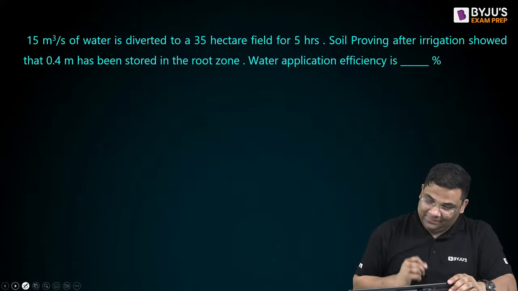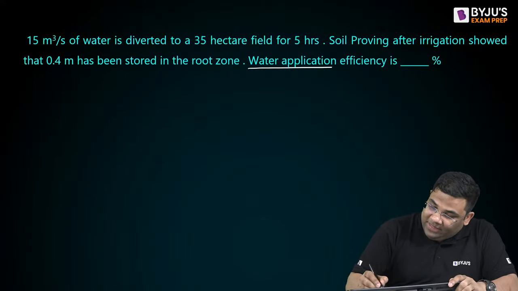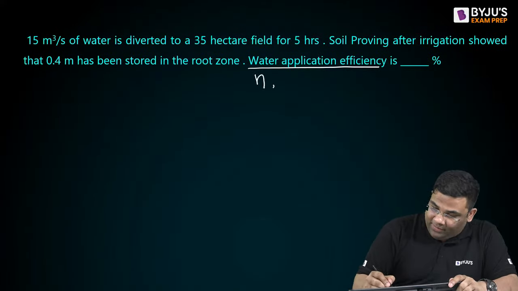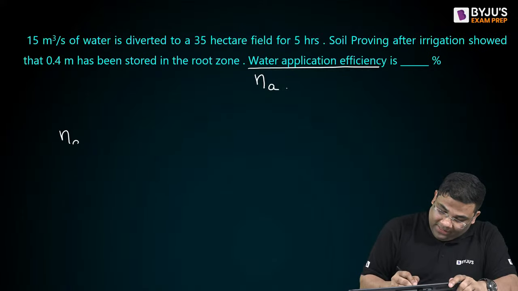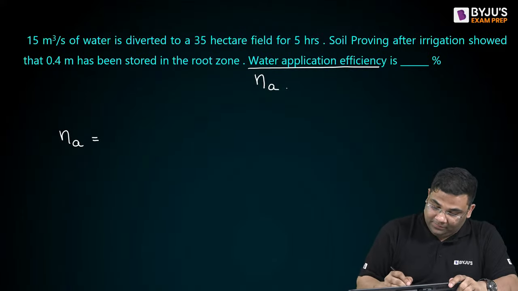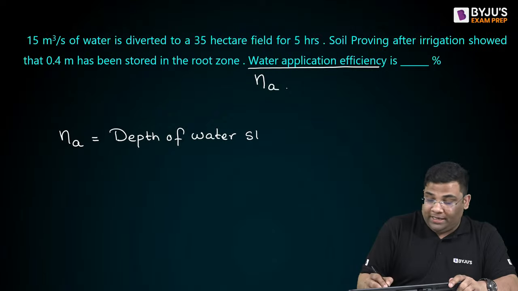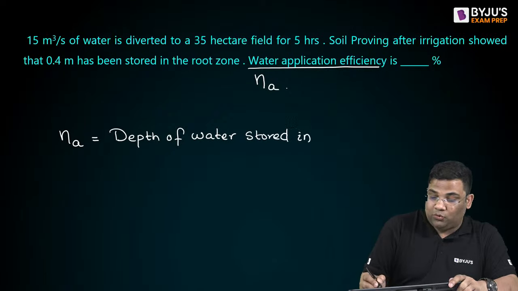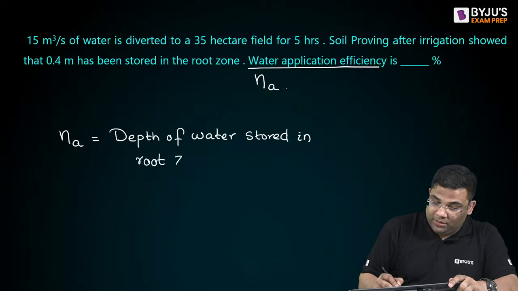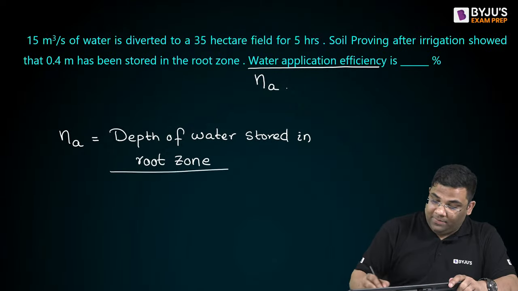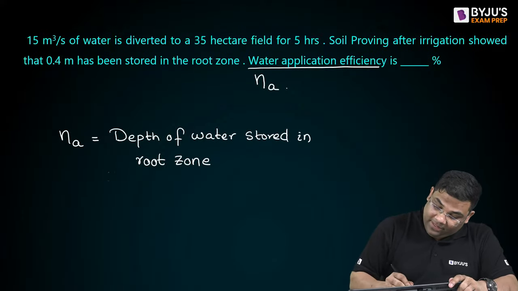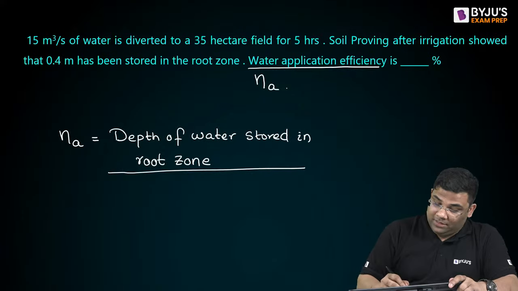Yes. Next thing, okay. Water application efficiency is asked. How to find out water application efficiency? Water application efficiency is the depth of water stored in the root zone, divided by the water applied.